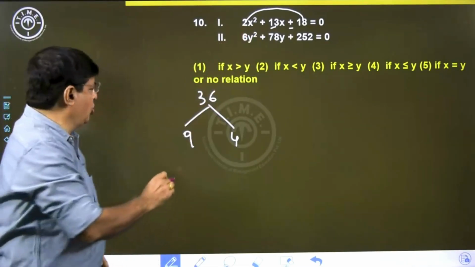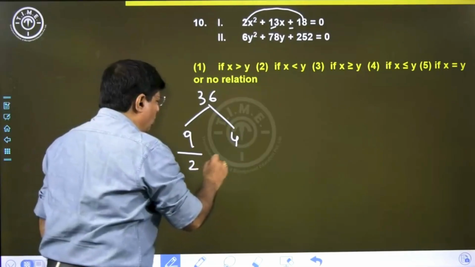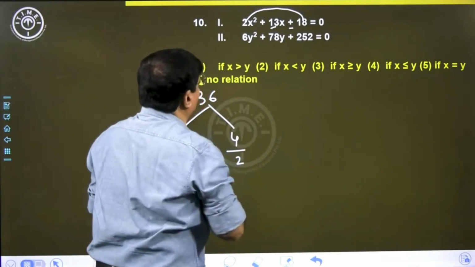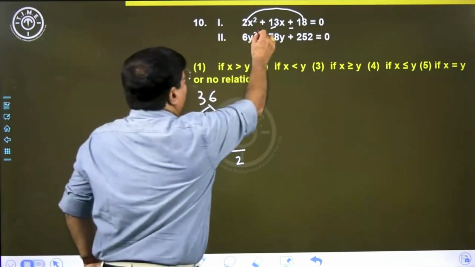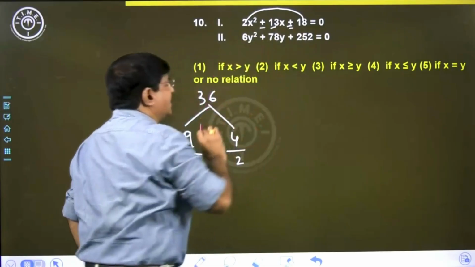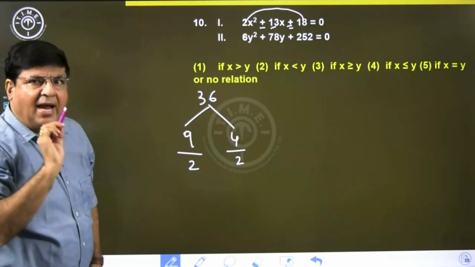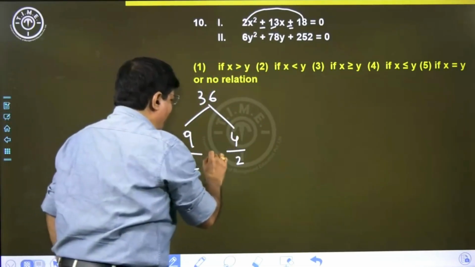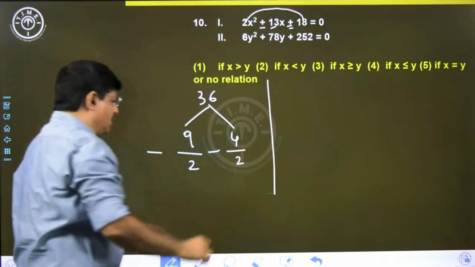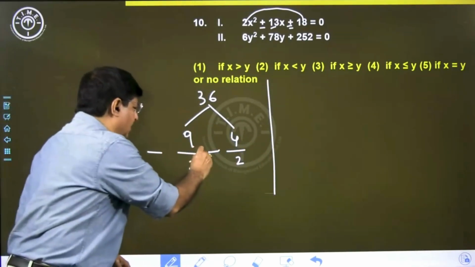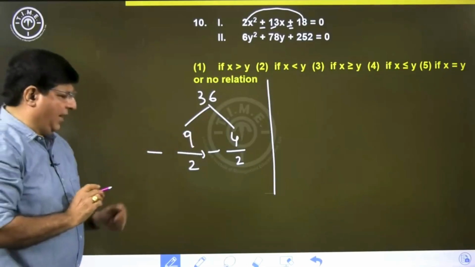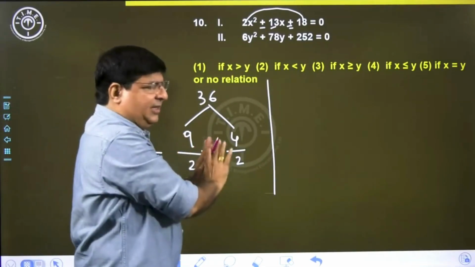Coefficient of x square is 2, so this I will divide by 2, this also I will divide by 2. Now, what are the signs in the equation? Plus and plus. The signs in the first equation are plus and plus. So the signs of the root will be minus and minus. Leave it like this. Let us not simplify this, leave the fraction like this, don't touch it.